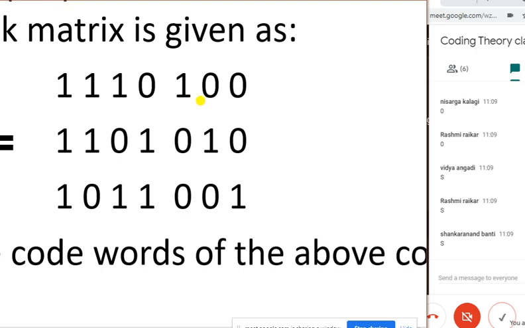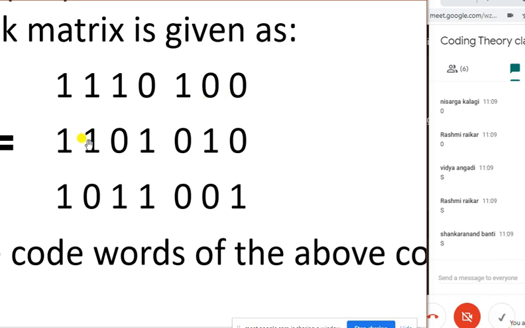1110100, 1101010, second row 1101010, third row 1011001. I repeat, first row 1110100, 1101010, 1011001.